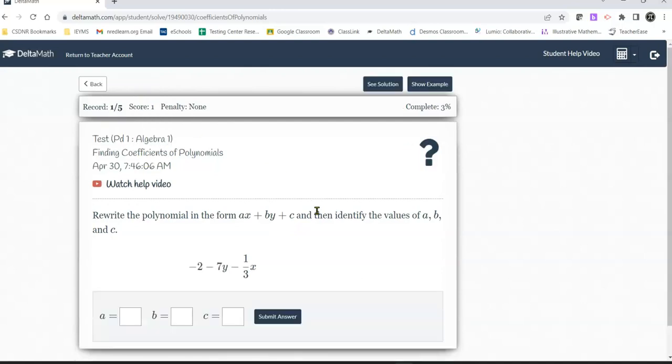Let's try this one more time. This one is not in the right order. So when I rearrange the parts, I'm going to get -1/3 x, I'm going to get -7y, and -2. That allows me to write my coefficients as -1/3, -7, and -2.